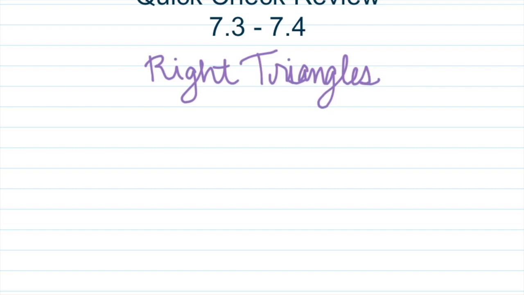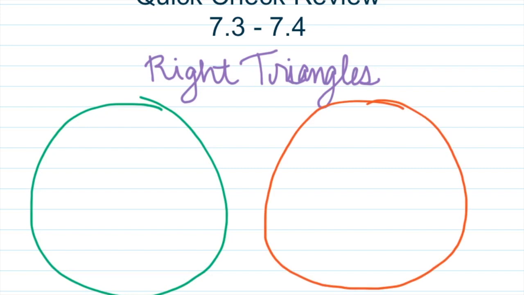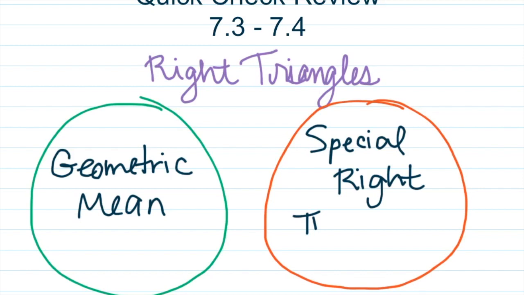I'm going to do a quick review of lessons 7.3 and 7.4 regarding right triangles, and specifically regarding the geometric mean, and there were a couple different theorems there, and then special right triangles. Within these two different categories, I'm going to break it down for you with what you should have learned. When we're done, we'll do some practice problems and then a quick check.